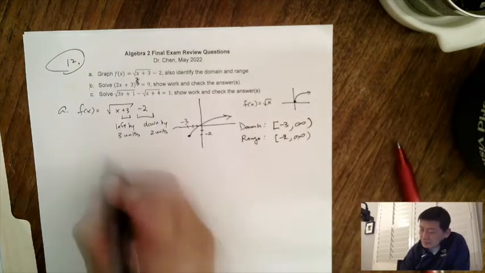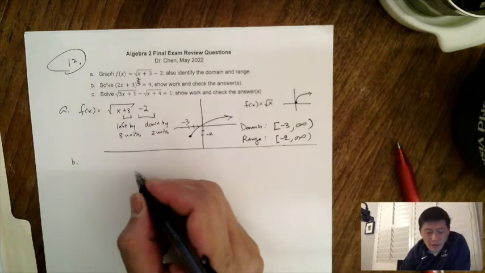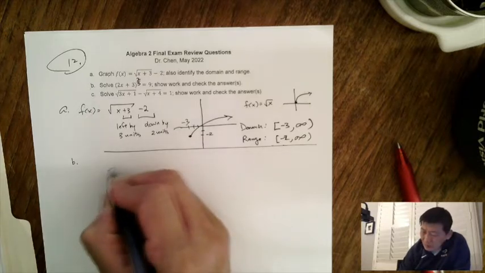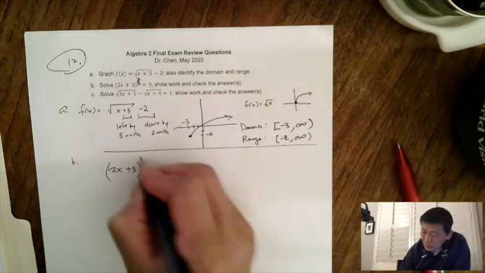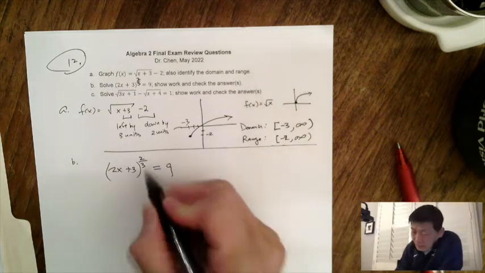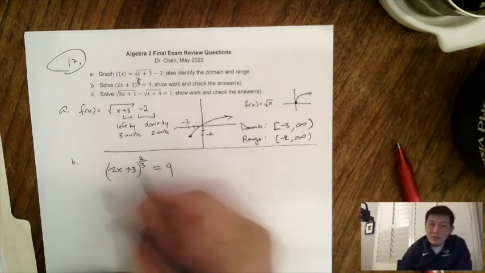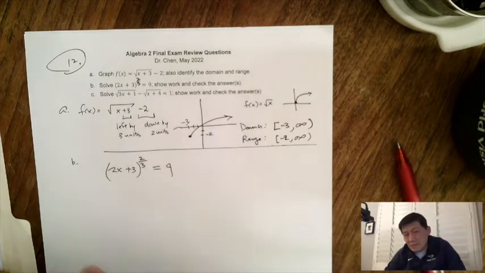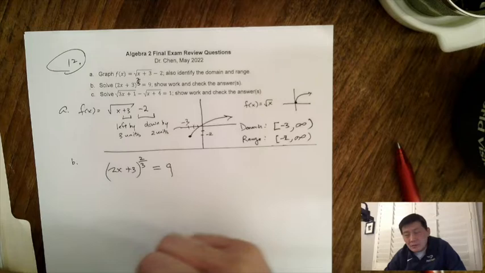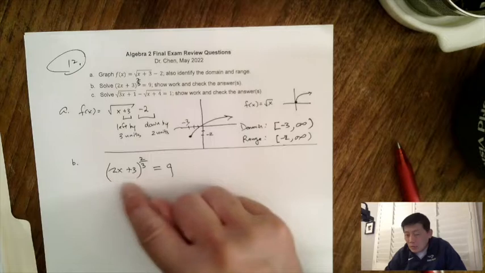That's part A. Part B, here you have a rational exponent question, right? So you've got 2x plus 3 to the 2/3 power equal to 9. Now this 2/3 power is a problem, right? It's the exponent that traps everything inside that parenthesis. You cannot distribute the exponent. That's just not how it works. It's not mathematical.